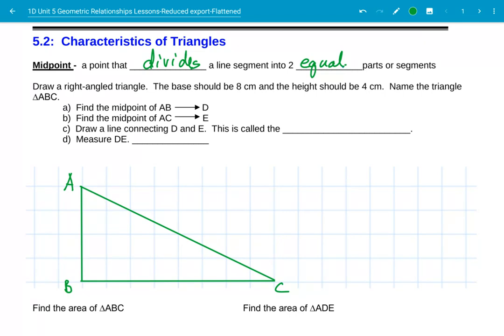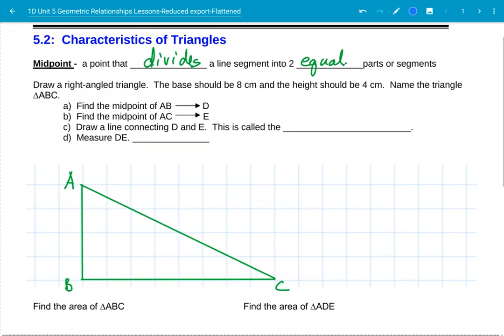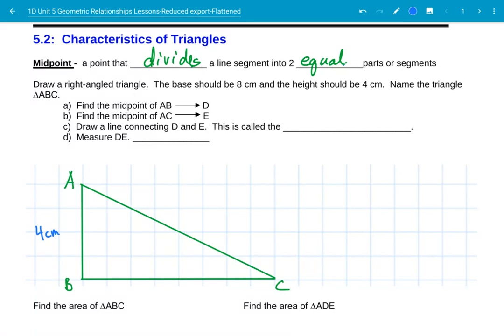Now grab your ruler again. We're going to do part A. Find the midpoint, the middle of AB. Well, A to B is 4 centimeters. The middle will be 2 centimeters from A and 2 centimeters from B. So that spot's right there. Label that D. Okay, so that's the idea for part A there. Now I want you to go ahead and pause the video and do B, C, and D.